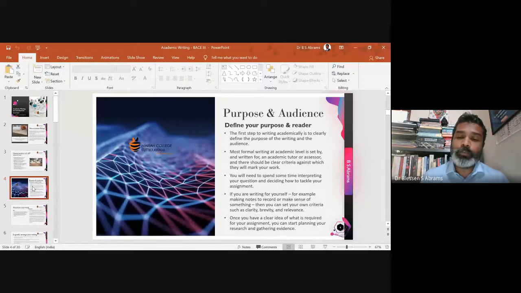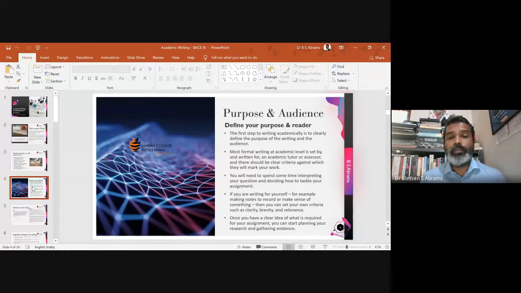If you're writing for yourself, for example, making notes to record or make sense of something, then you can set your own criteria such as clarity, brevity, and relevance. As in the case of a doctor, he's writing in a fast-forward style, so that is good for him. If you're writing some notes for the purpose of preparing an assignment or an essay at a later stage, you are writing it on the basis of your comfort, as per your convenience. You set your clarity, you set your brevity, you set your relevance.